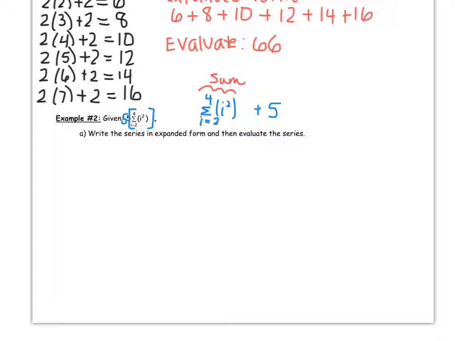So let's first write the series in expanded form. We're going to start with i equals 2 and go all the way up until we get i equals 4. So we have i squared, and we plug in 2. So 2 squared is 4. Then we plug in 3. 3 squared is 9. Then we plug in 4. 4 squared is 16. And I'm going to stop at 4 because that's my ending value.